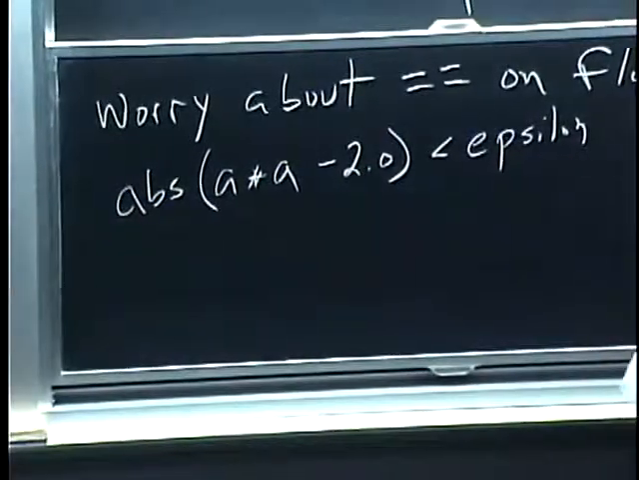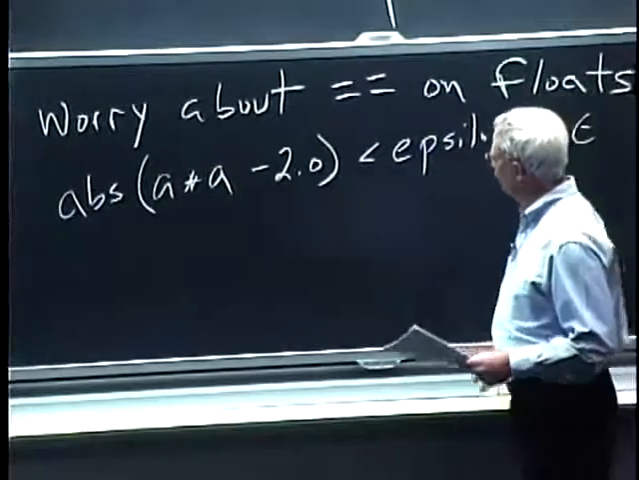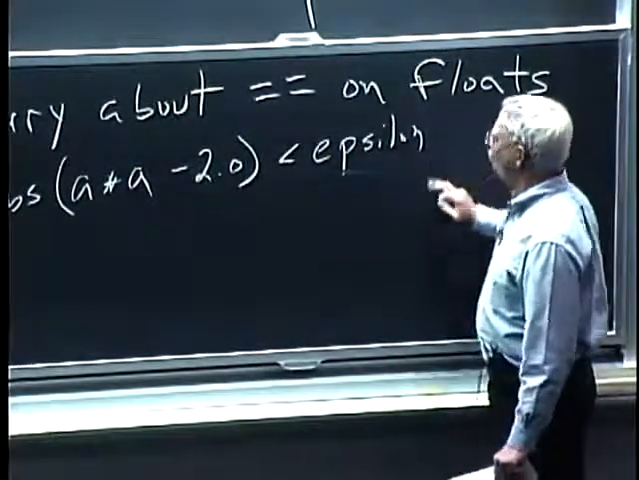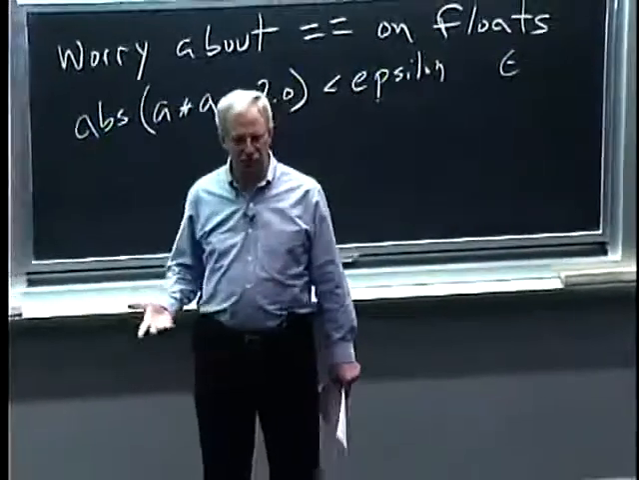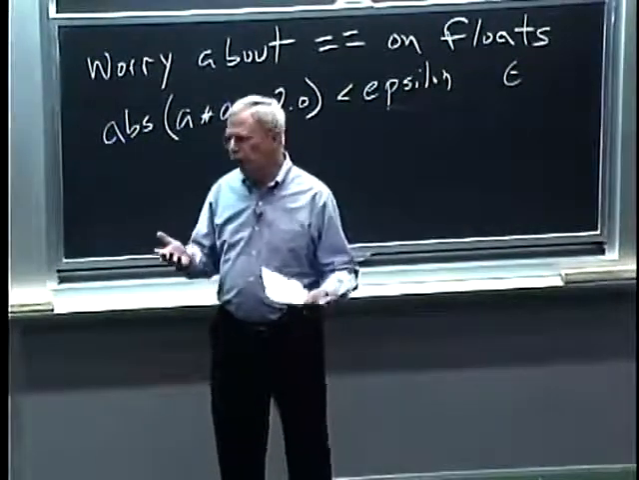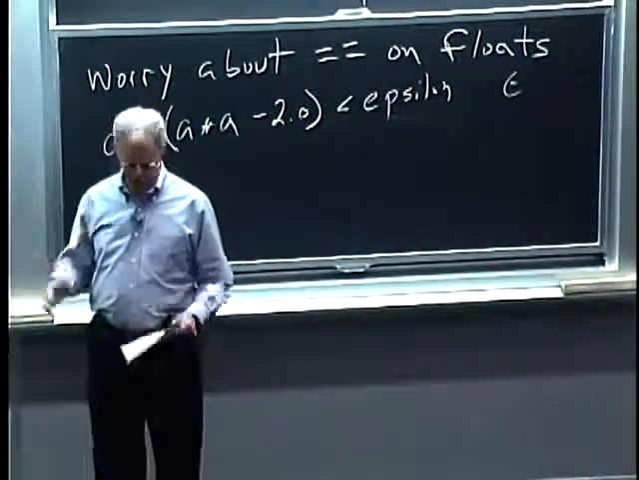If we could easily type Greek, we'd have written it that way, but we can't. So that's some small value chosen to be appropriate for the application, saying if these two things are within epsilon of each other, then I'm going to treat them as equal.